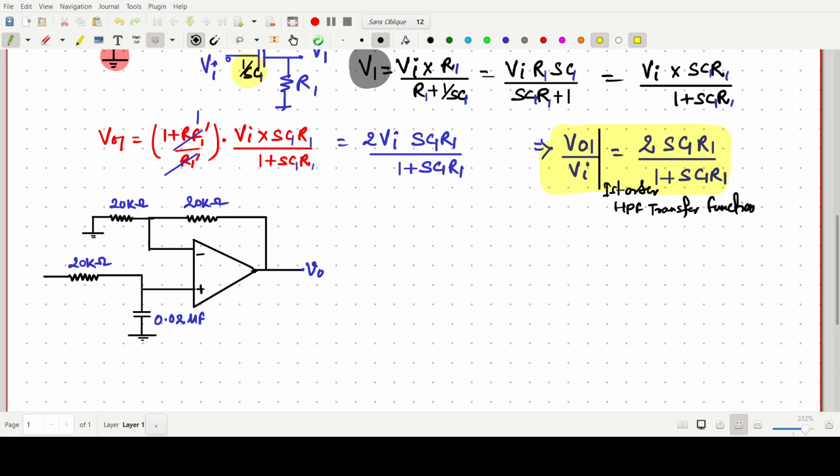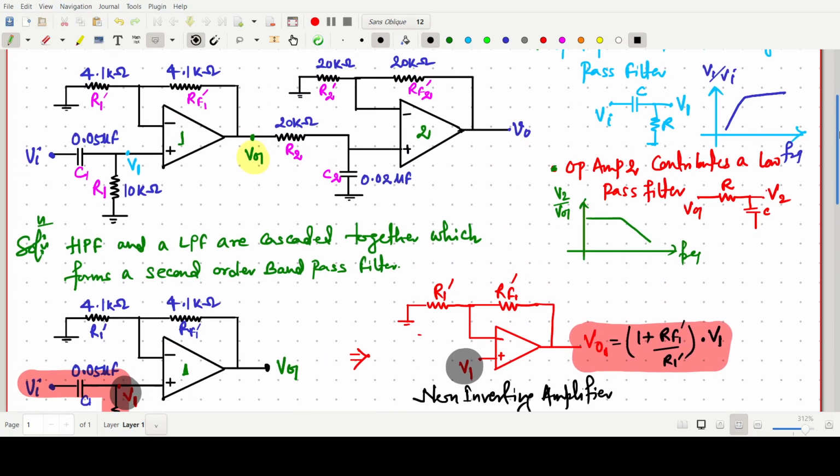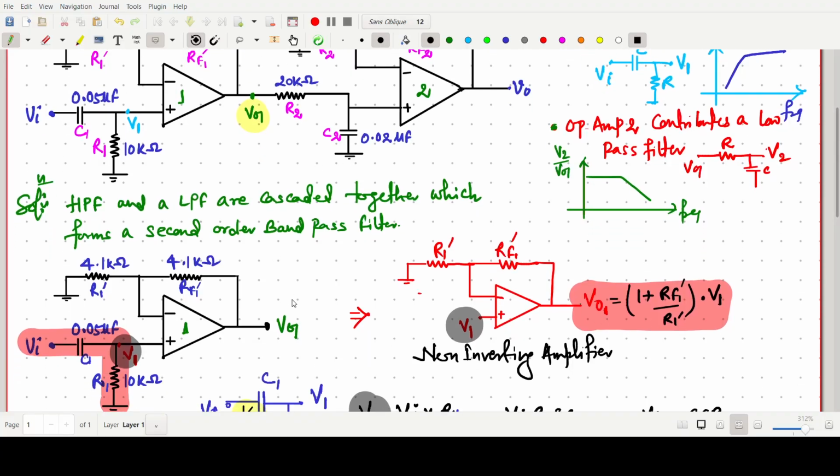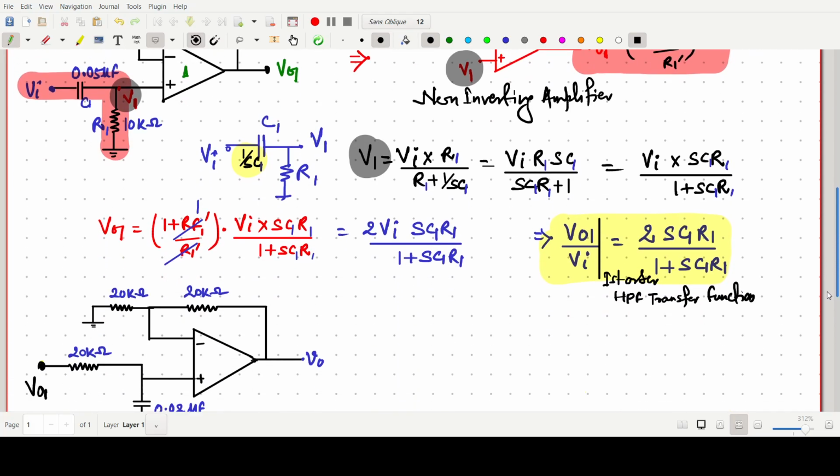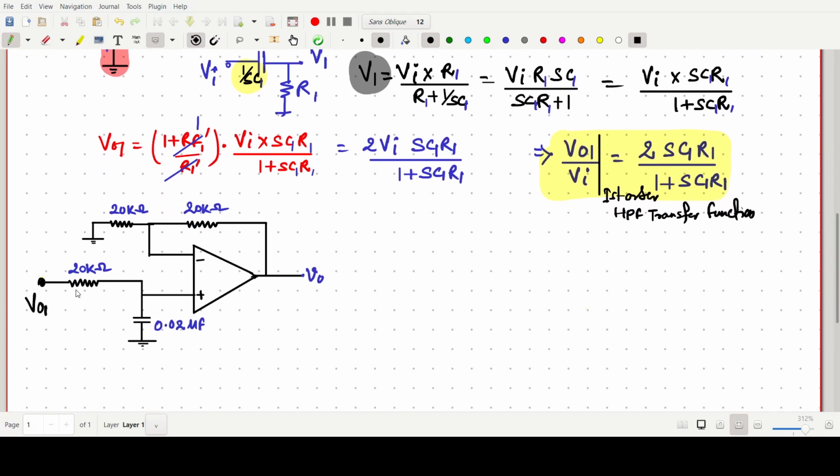And we have already discussed that this one is our V naught 1. Yes or no? This one is V naught 1. So I am just saying this one is our V naught 1, and this one is our R2 dash, this one can be written as RF2 dash, and this one is R2 C2.